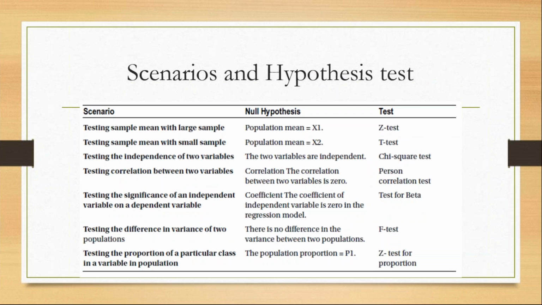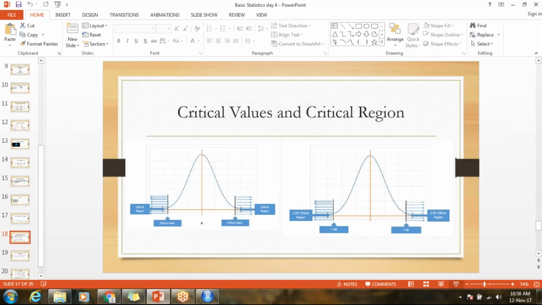Ankit, yeah, can you give an example for two tail, just to understand? Okay. So for two tail, let us say.